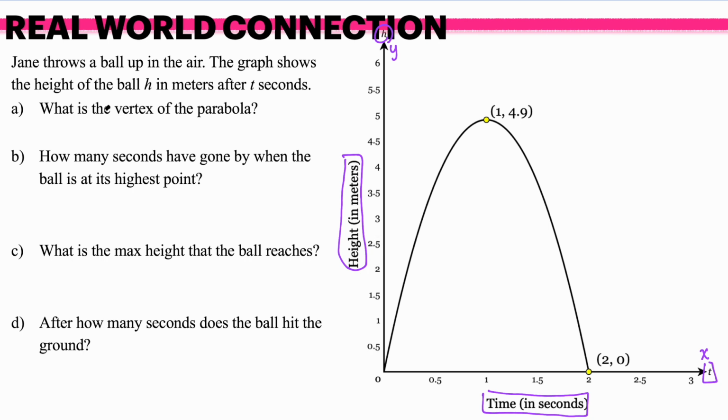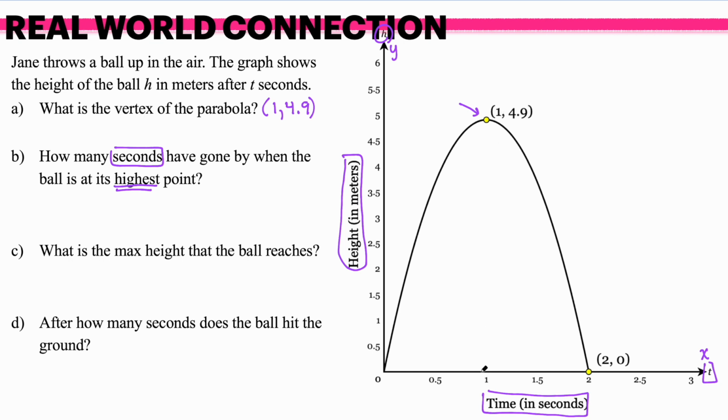The first thing is they want to know what is the vertex of the parabola. So they're looking for the highest or lowest point, which in this case is going to be your highest point. And so it is the coordinate point (1, 4.9). But now they basically want an explanation of what that means. How many seconds have gone by at its highest point? Because it said highest point, we're dealing with the vertex. But you've got to determine, what do these values represent?